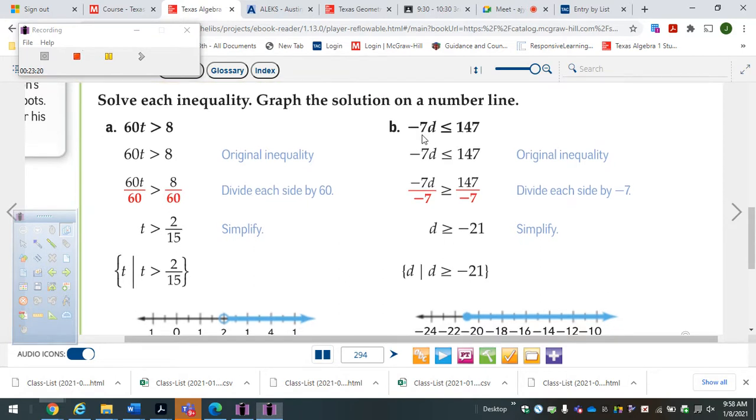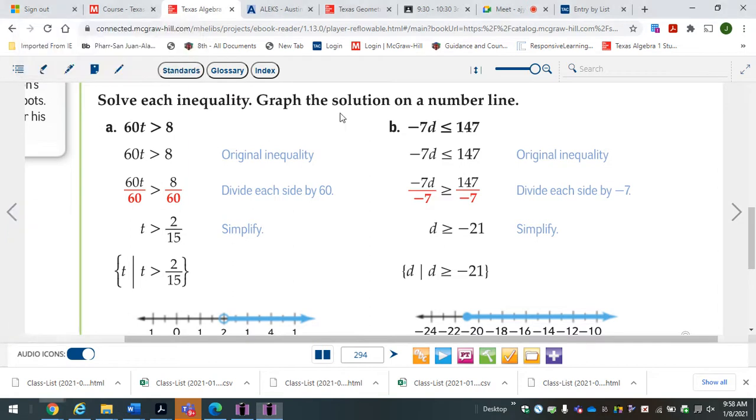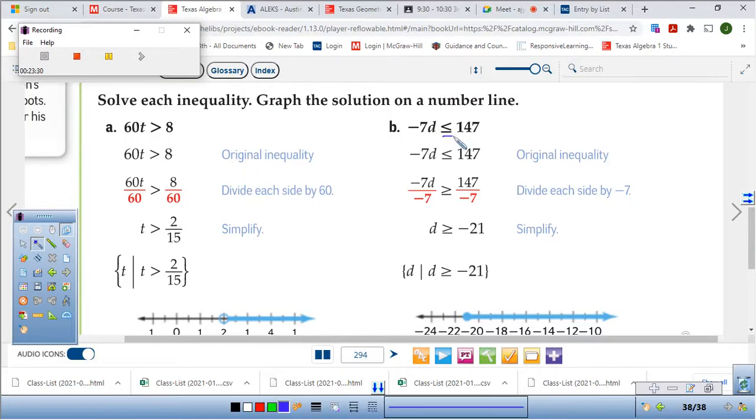Over here, I will divide by a negative 7. You see that? Divide by a negative 7. Once we do that, look what happens. See, from facing, I guess, to the right, you can see, it switches because we divided by a negative. Okay?